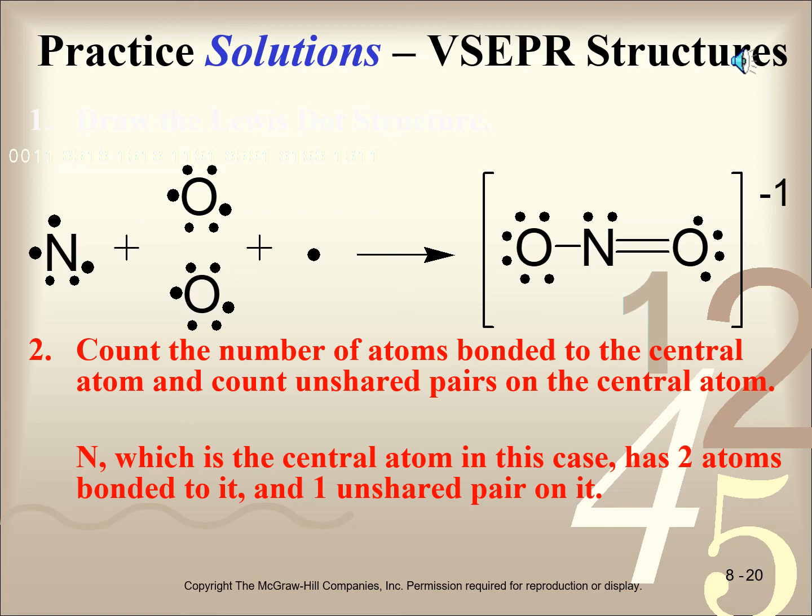Now what you're going to want to do to determine the shape of the molecule is look at your central atom, in this case your nitrogen. You have 1 unbonded pair of electrons, and you have 2 atoms bonded to your central atom. So that means that the electrons are going to arrange themselves as a trigonal planar. But because you're only interested in describing how your atoms are arranged, the shape is going to be a bent shape.